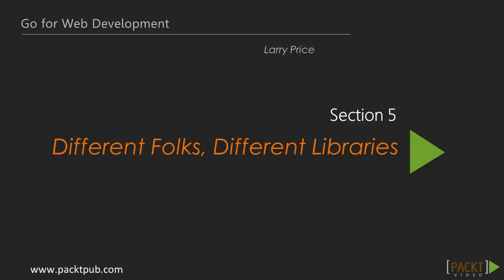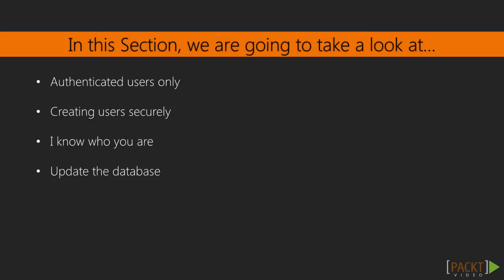Hi, and welcome to Section 5, Different Folks, Different Libraries. During Section 4, we integrated a third-party database wrapper into our server and we built database calls to sort and filter our book collection. In Section 5, we're going to start thinking about a multiple-user system, including individual book collections and authentication. We'll start this section by creating the UI elements necessary for a user to authenticate with our application.